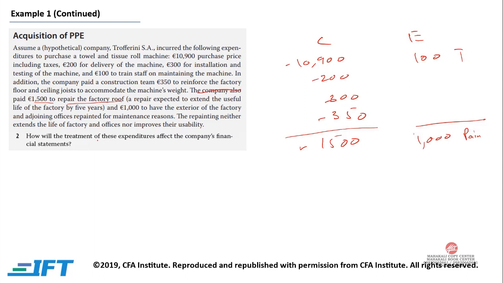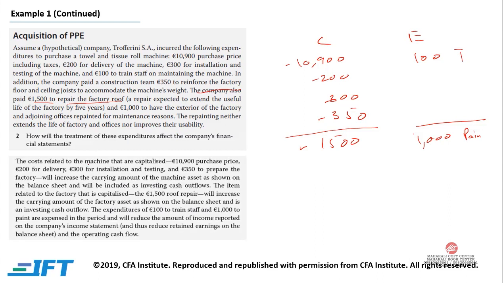How will the treatment of these expenditures affect the company's financial statements? Now the costs related to the machine that are capitalized, so these are the costs that would be capitalized, are going to increase the carrying amount of the machine asset as shown on the balance sheet and will be included as investing cash outflows. The item related to the factory that is capitalized, as we have just mentioned, the 1,500 roof repair, will again increase the carrying amount of the factory asset as shown in the balance sheet and is an investing cash outflow. Same for the machinery as well.